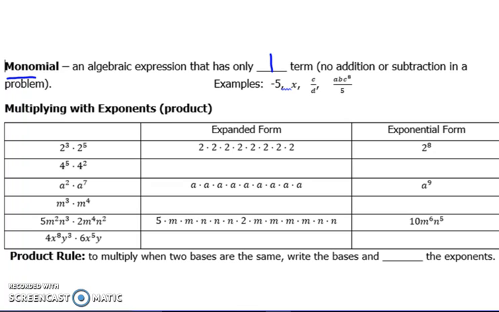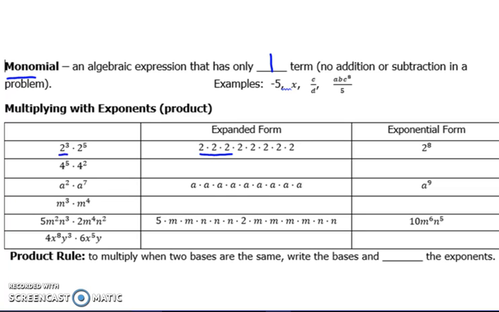Now, when we talk about multiplying with exponents, we're going to talk about expanding the form to really make sure that we understand what we're doing. So if we look at our first example, 2 to the third, well that means I have 2 times 2 times 2. It's 2 to the third power, so we'll make sure you're multiplying. It's not 2 times 3, we're not adding 2, it's 2 to that third power.